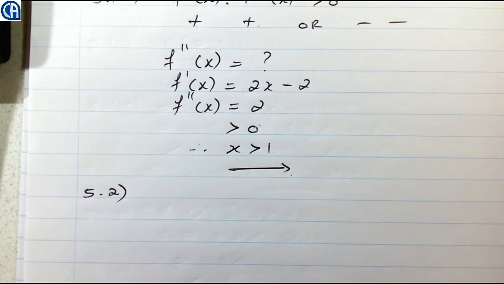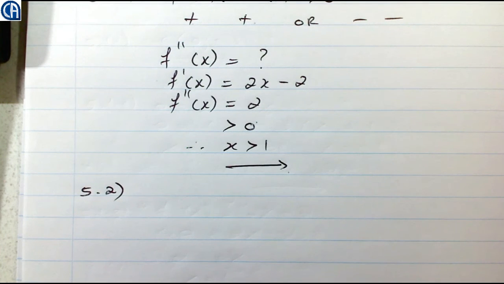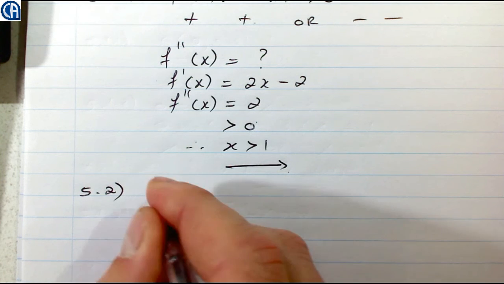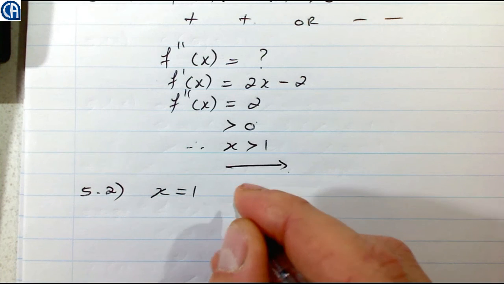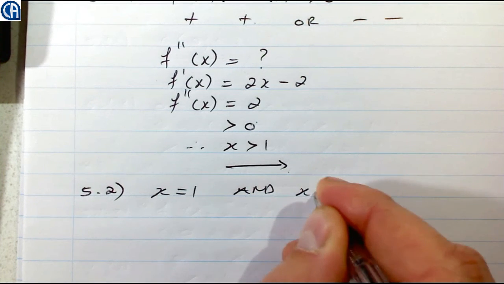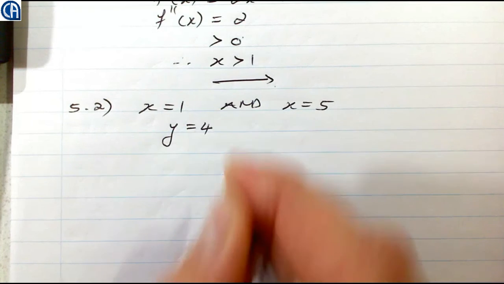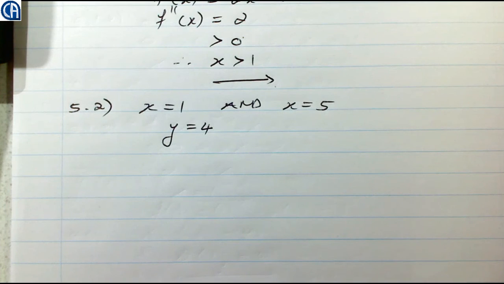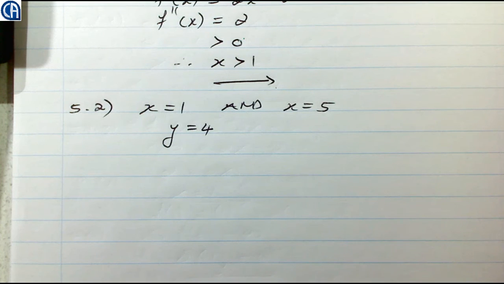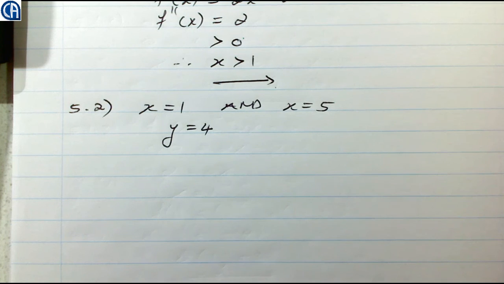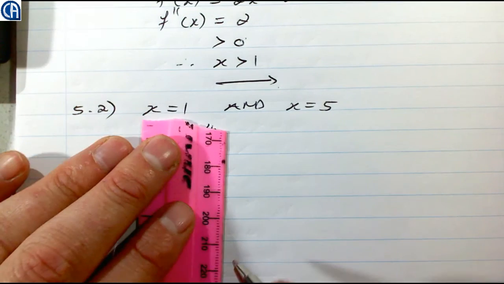5.2. The graph of the parabola f has x-intercepts at 1 and 5. g(x) equals 4, so that means y equals 4, is a tangent to f at P, the turning point of f. Sketch the graph of f, clearly showing the intercepts with the axes and the coordinates of the turning point. Right. Okay, so let's have a look.